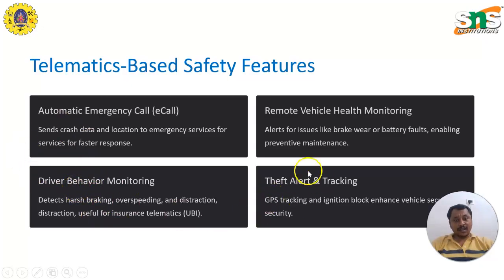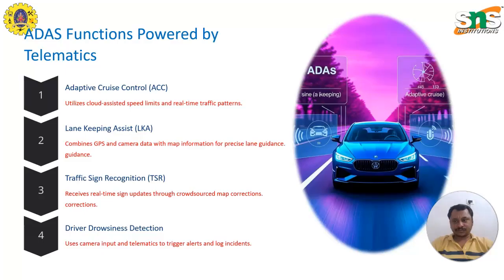And the last important safety feature is the theft alert and tracking. This can be GPS tracking. The ignition can be blocked if the vehicle is stolen, or the driver is not able to access the vehicle. Through the software or the subscription, the driver can use the mobile app feature and control the vehicle. So that can be possible. So these are the safety features that are available in the telematics.